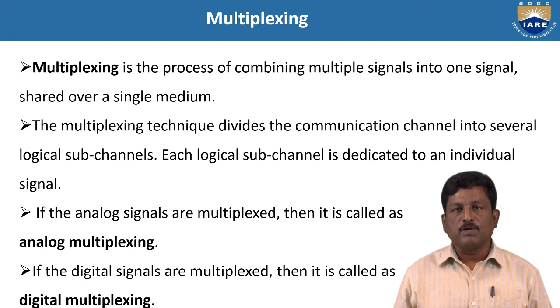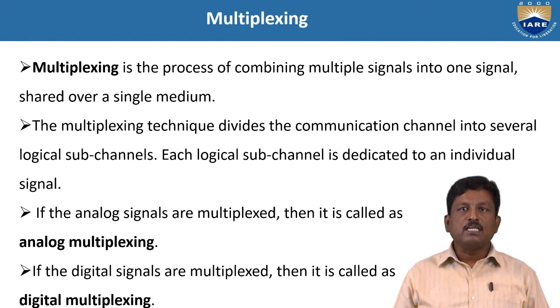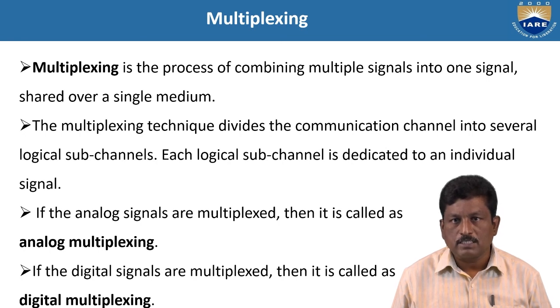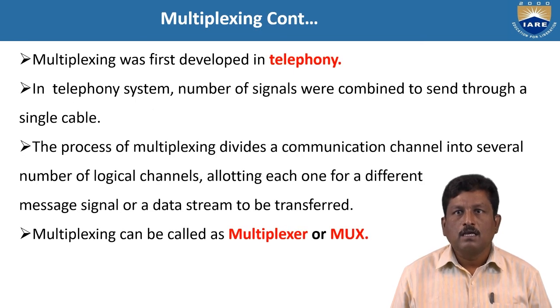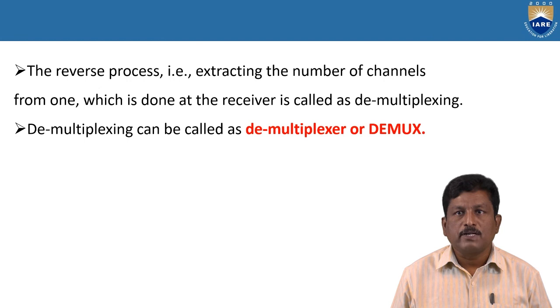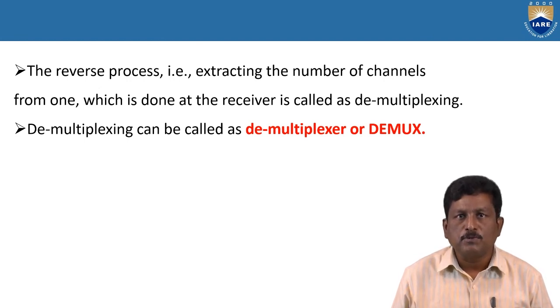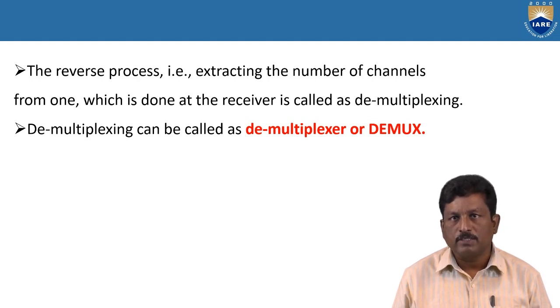So overall, multiplexing means many into one. Multiple signals can be combined into a composite signal that can be transmitted with the operation called multiplexing. Multiplexing was first developed in telephony, and it is abbreviated as MUX. Then demultiplexing. We have many into one, meaning multiple input signals are combined into one signal as a composite signal and transmitted.